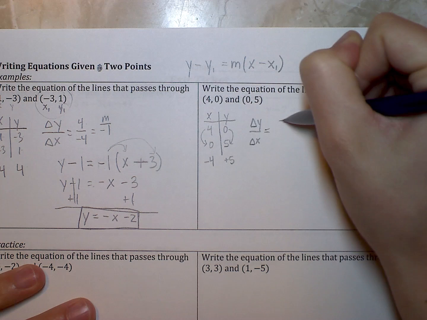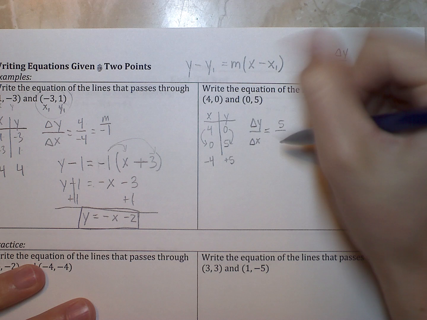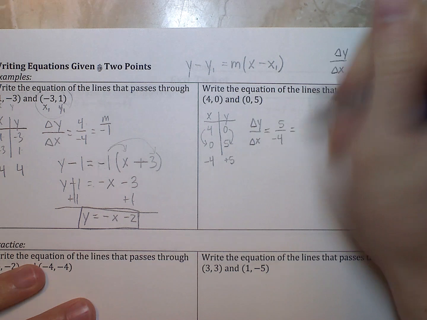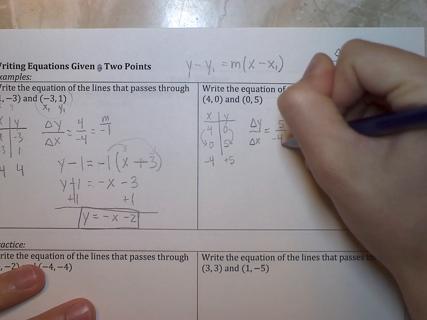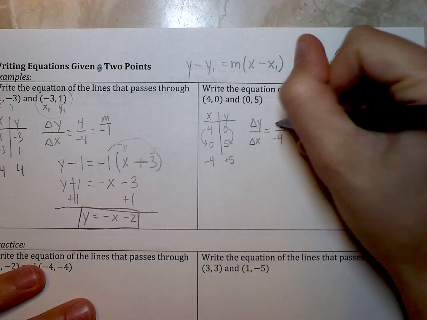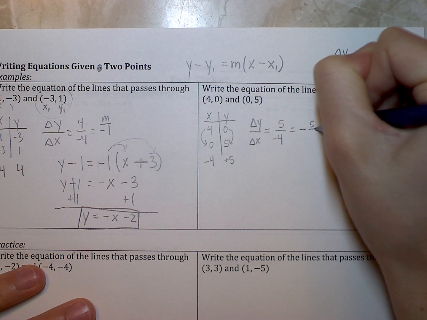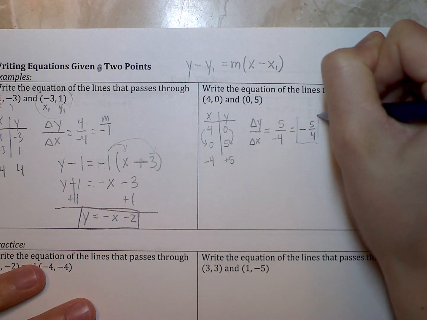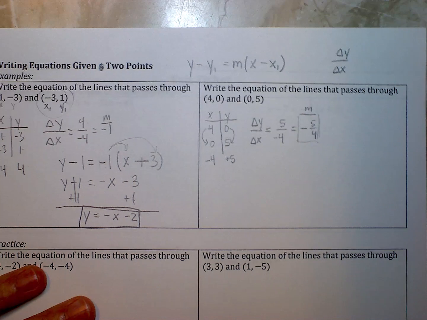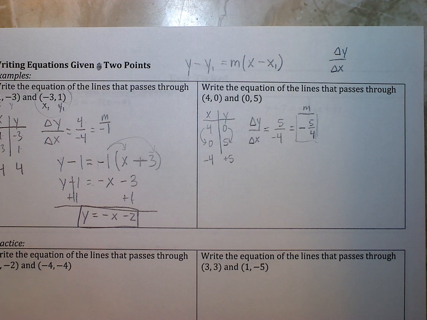So y is 5, and x is -4. And when I simplify this, if they're both negative, then it's negative divided by negative, it's positive. But if one of them is negative, the answer is negative. So this is -5/4, right? That's your slope. Okay, that's your m.